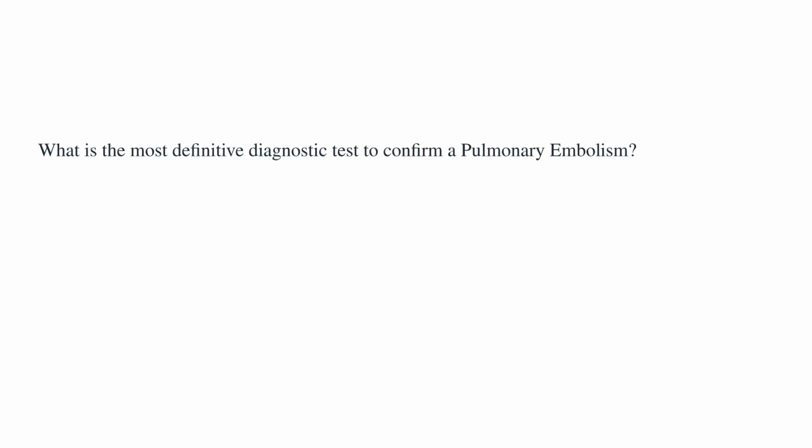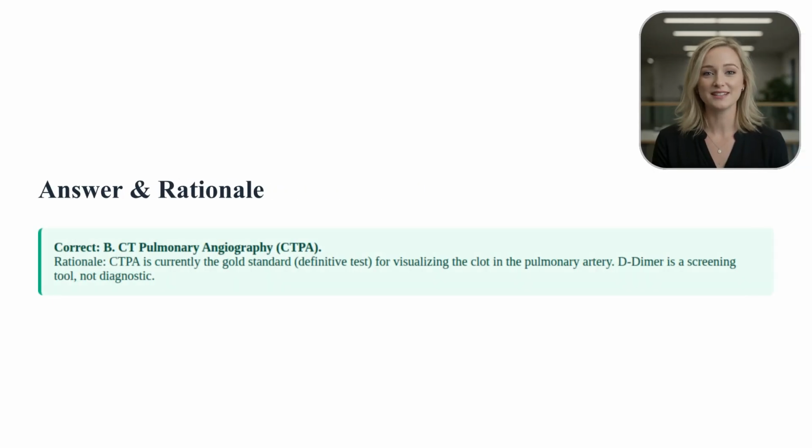Next question, what is the most definitive diagnostic test to confirm a pulmonary embolism? Is it chest X-ray, CT pulmonary angiography, arterial blood gas, or D-dimer test? The most definitive diagnostic test is B, CT pulmonary angiography, or CTPA. CTPA is the gold standard for visualizing a clot in the pulmonary artery. Remember, D-dimer is a screening tool, not a diagnostic test.